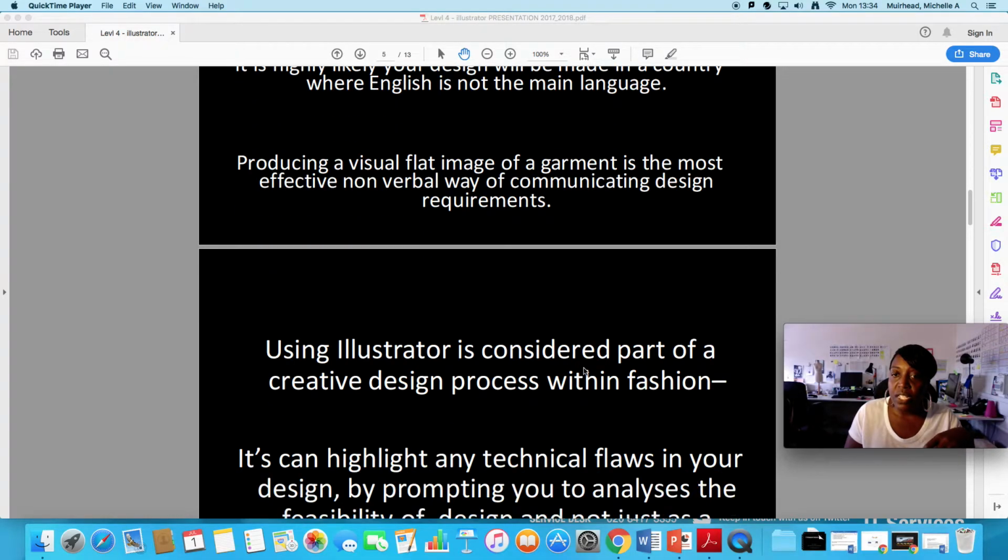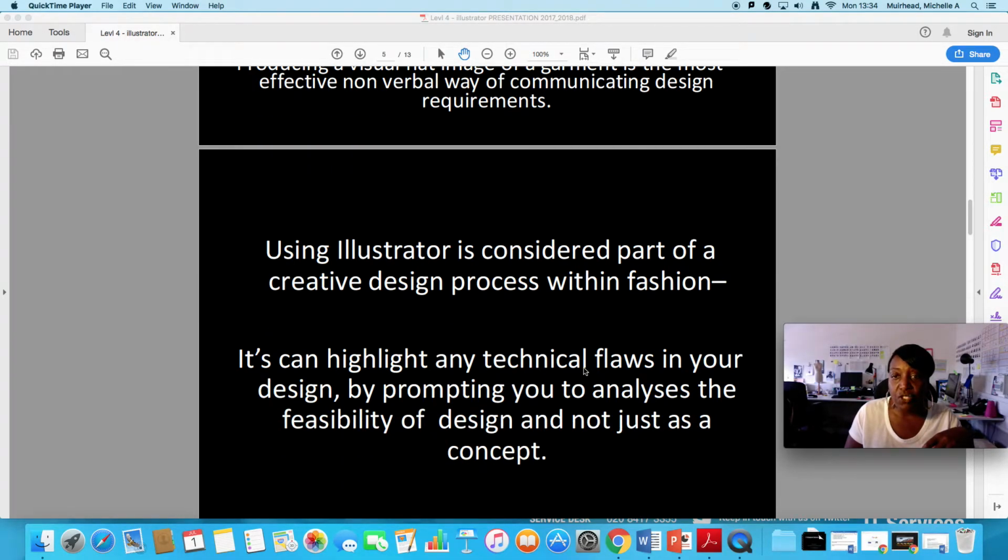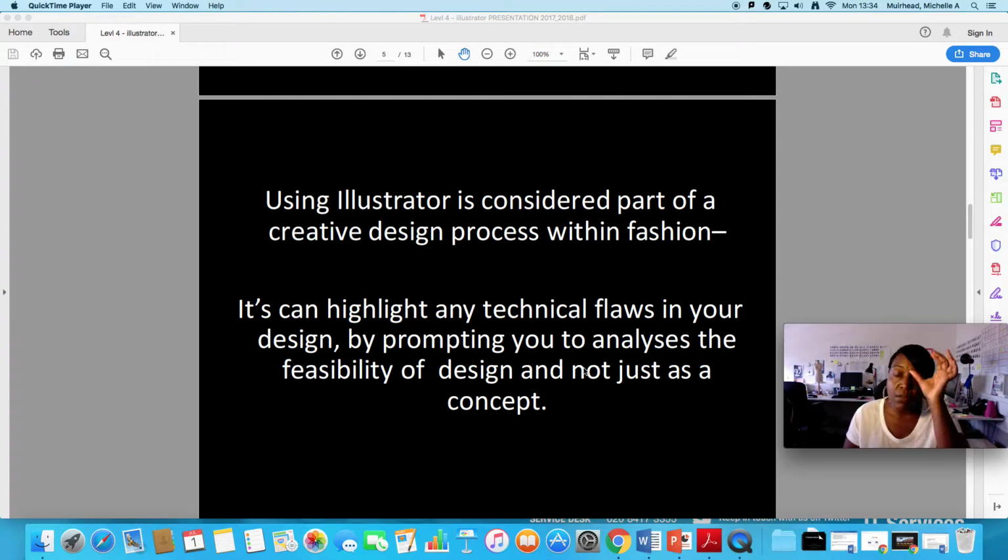It's easy because you can send it across as a file to a factory, and sometimes they have someone who's also trained in Illustrator that can, if necessary, adapt your drawing as well. And you'll find that other people within the industry, when you go to do a placement, are also using Illustrator and also using your technical drawing.